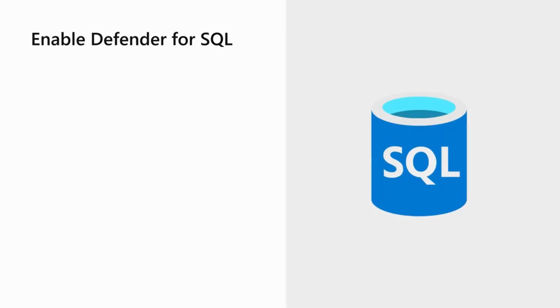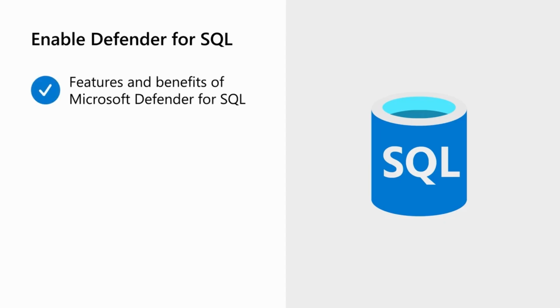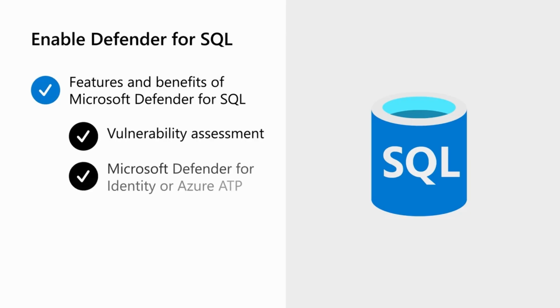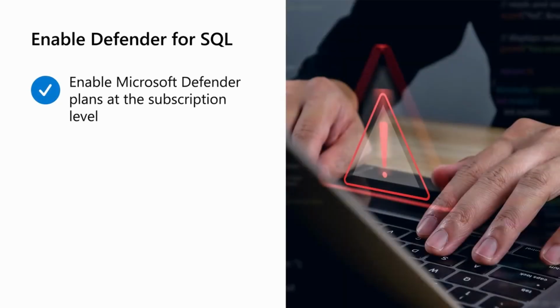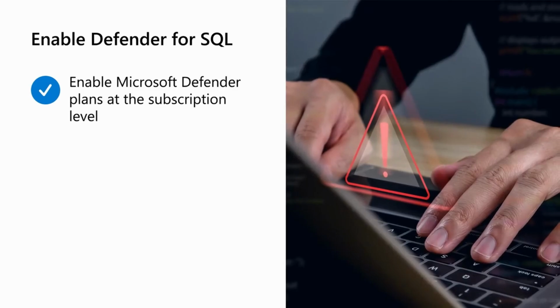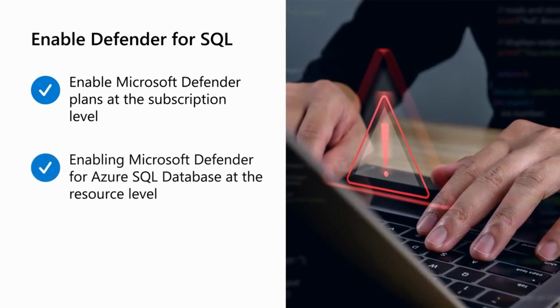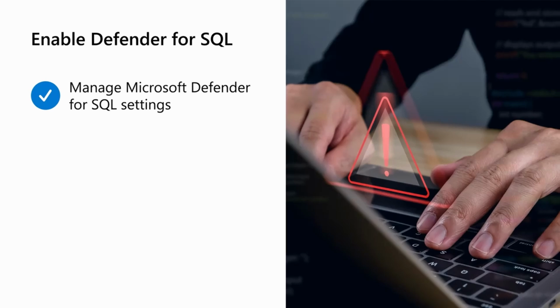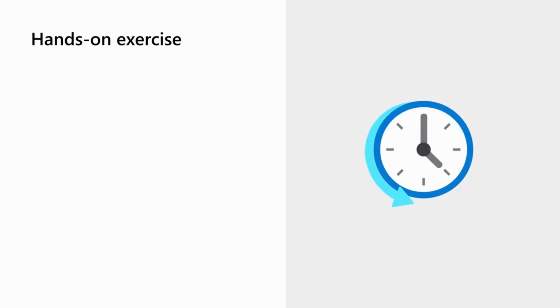After understanding Microsoft Defender for Cloud, you focused on enabling Microsoft Defender for Structured Query Language, or SQL. You learned about the features and benefits of Microsoft Defender for SQL, which included vulnerability assessment, and Microsoft Defender for Identity, or Azure ATP. You also learned to enable Microsoft Defender plans at the subscription and resource levels. Once you understood how to enable Defender for SQL, you learned to manage Microsoft Defender for SQL settings in the Azure portal. Your knowledge was not just restricted to understanding the concepts, you got to apply your skills through a hands-on exercise where you focused on enabling Defender for SQL.